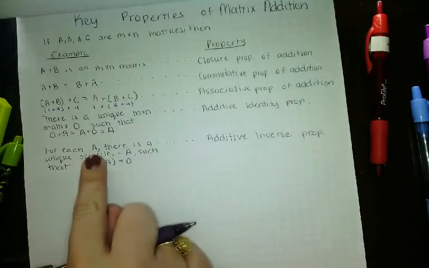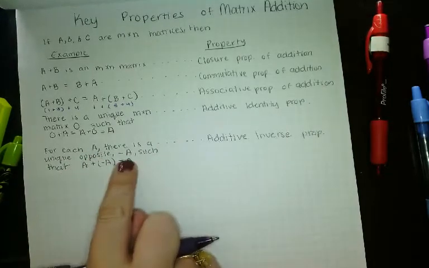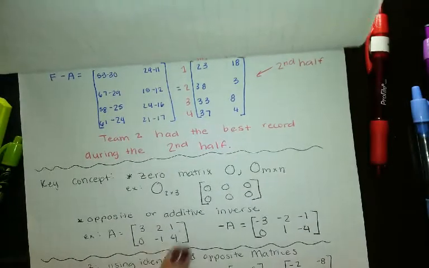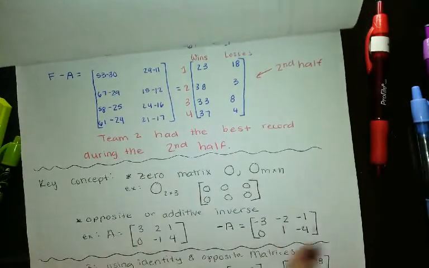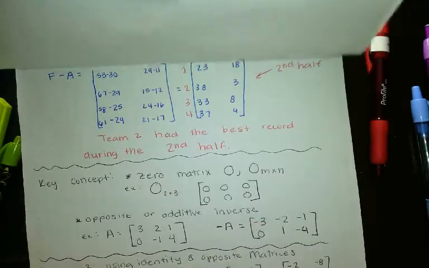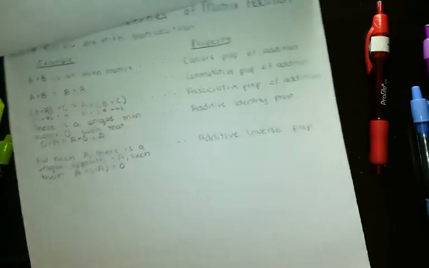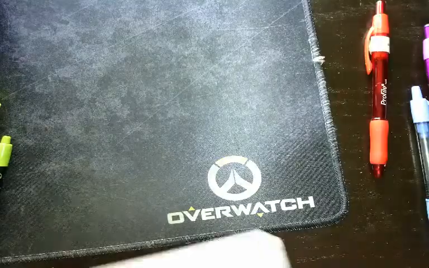And then for every matrix, there is an opposite matrix for it. So whatever matrix we put here, we can always find an inverse matrix for it. And when we add our regular and our inverse, we're always going to end up with the 0 matrix.